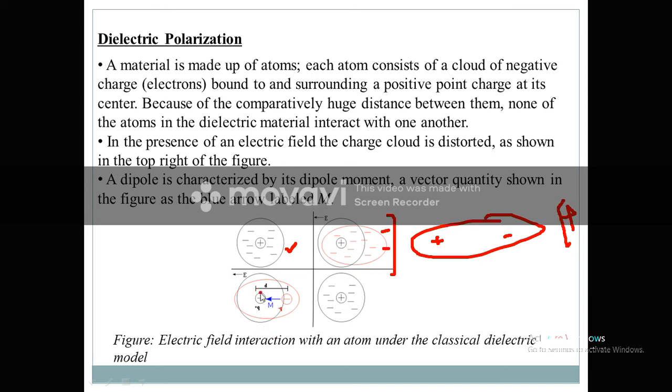So this movement is called the dipole moment, M. The negative ions are moving towards this side, so this is the dipole moment. And the alignment process of these dipoles is called the dielectric polarization.